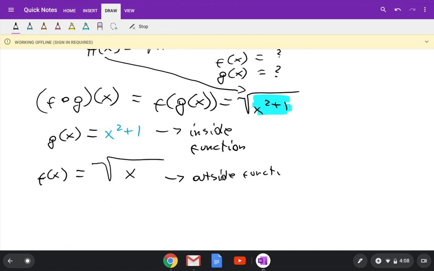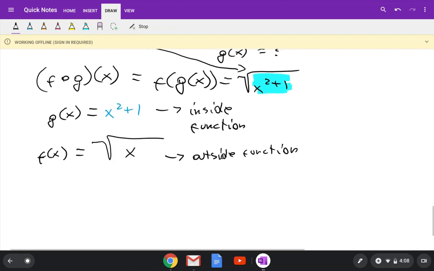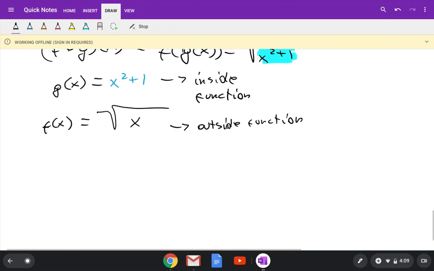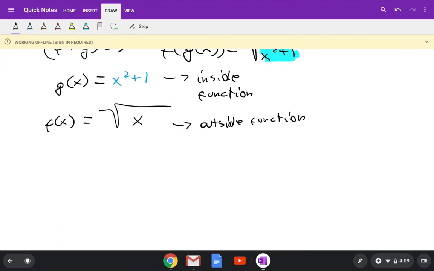Usually students are very good with those problems. Sometimes some functions may have a couple of solutions. So there's not only one way to find inside and outside function. Okay. Last one.